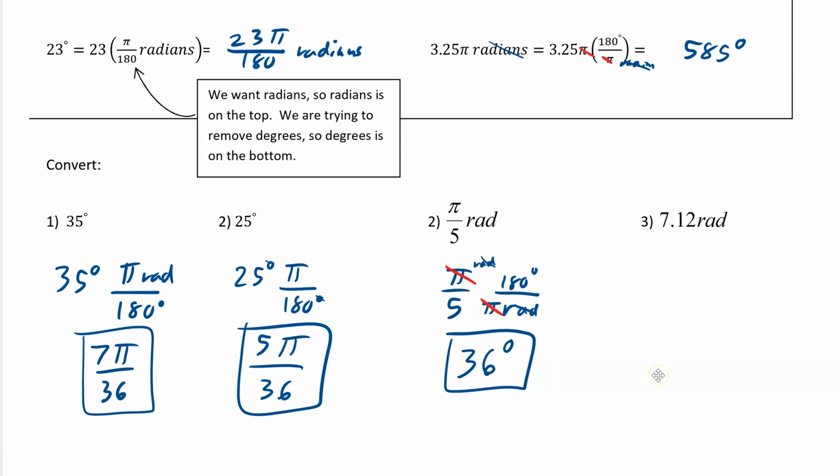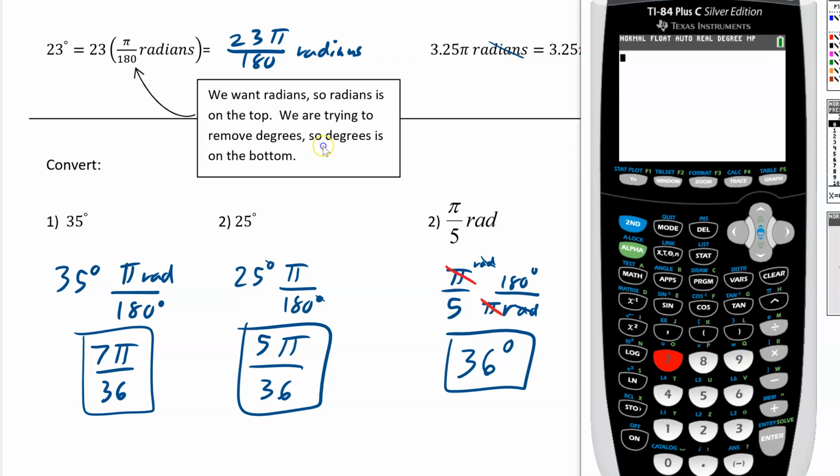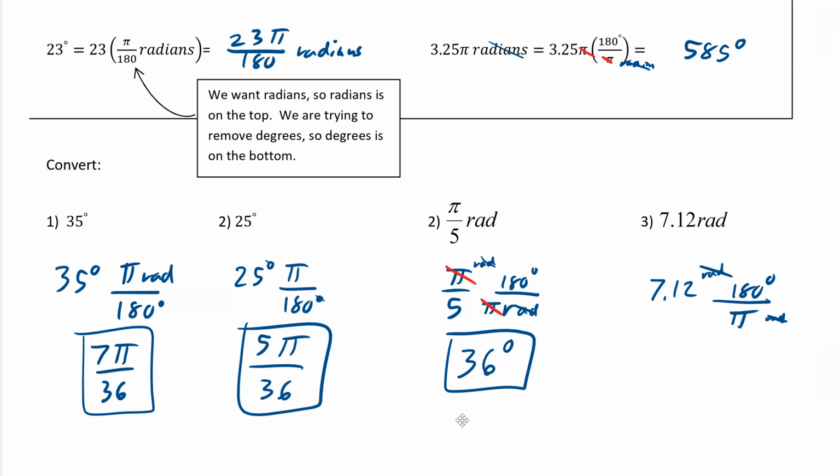What if there is no pi? Well, same thing. It's 7.12, right? And, again, you don't have to write radians, but that would be pi over 180. And so little radians are canceling. And so we end up with 7.12 times 180 over pi. And so we're just going to plug that into our calculator. So 7.12 times 180 divided by pi. And we get 407.95 degrees. And there you have it.